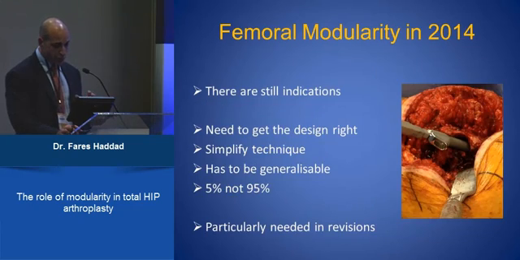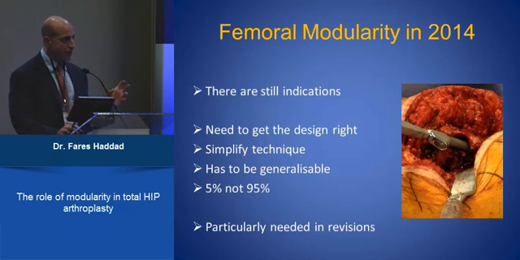I would put it to you that ultimately, as we move forward, we need to bear in mind there may be still some indications in future for modularity, but before we do that, we need to get the design right, simplify the technique, and make it something that everybody can do. And it certainly will be at most 5%, if not less of our cases, not 95%. And for me, it's going to be an area we use it in revisions, because in primaries, I don't think neck modularity really has a role to play at the moment.